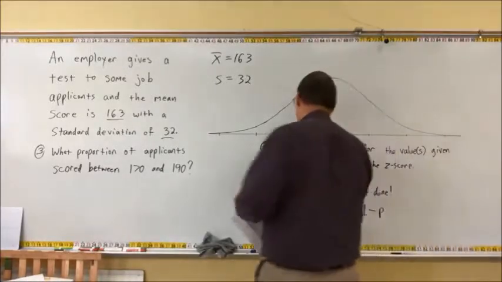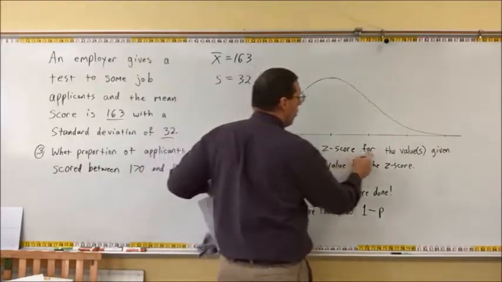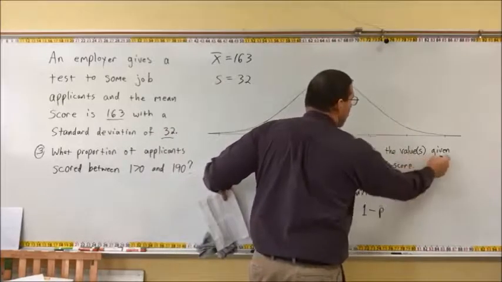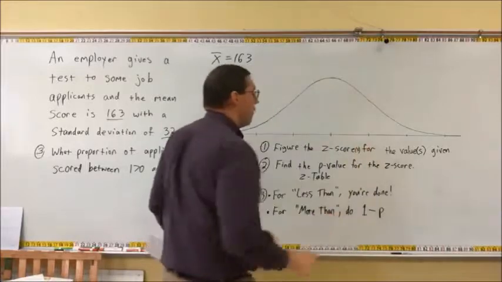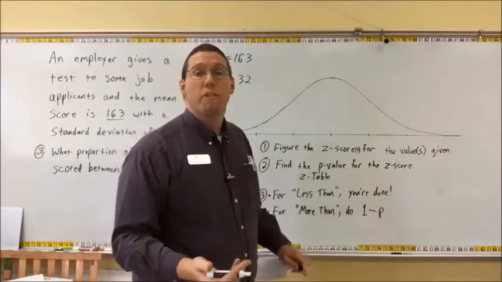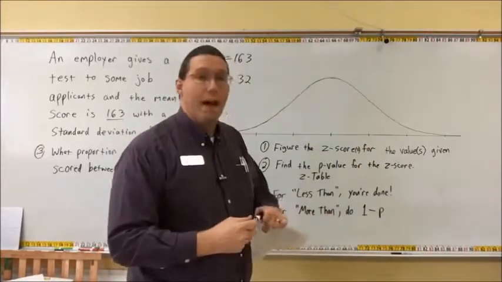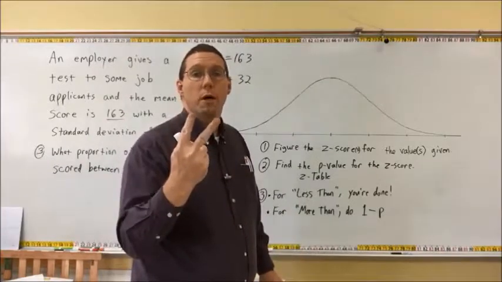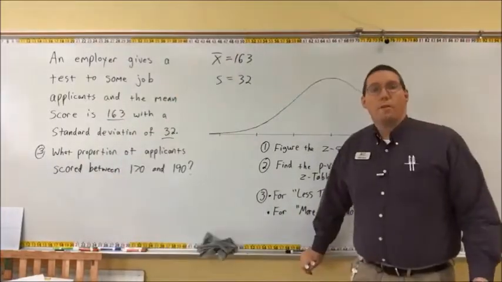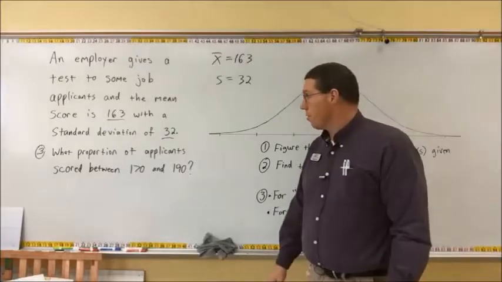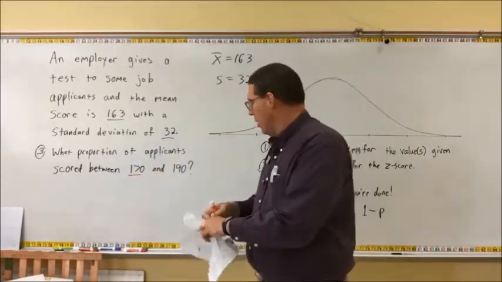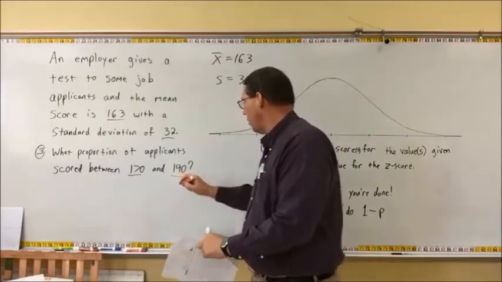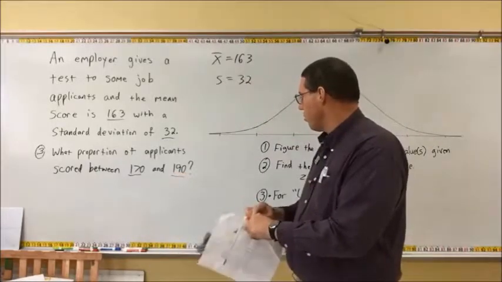So you see this first step, it says figure the z-score for the values given. And really it should be figure the z-scores for the values given. So because we were given two numbers, we have to calculate two z-scores. Okay, so let's calculate these two z-scores. We've got the number 170, we'll do that in purple. We've got the number 190, we'll do that in orange. So two separate z-scores here.